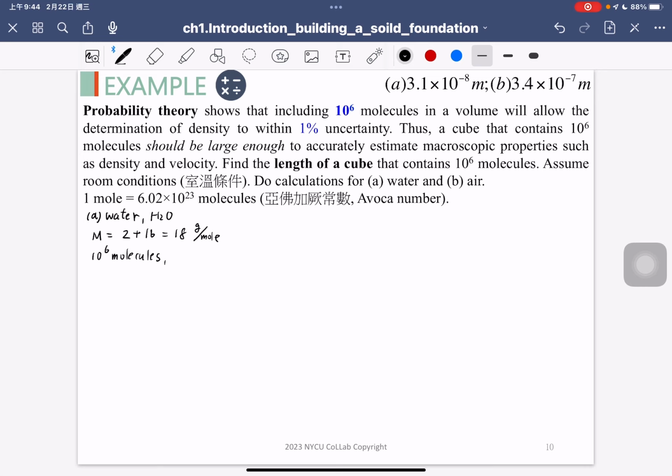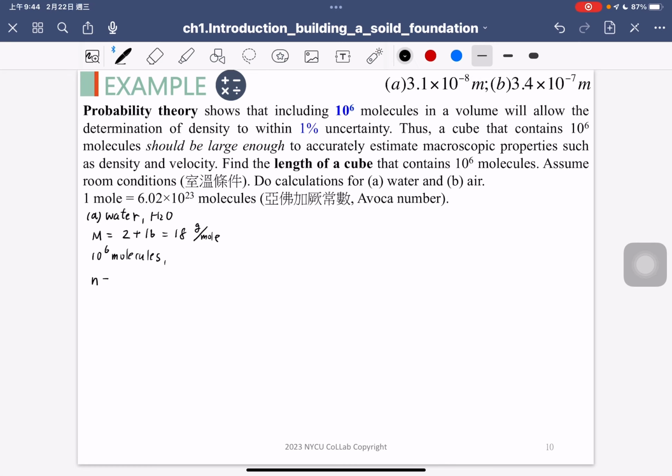So how many moles do we have? As you can see, I have provided that 1 mole is equal to Avogadro's number here. If I didn't put the number here, students might forget that 1 mole is equal to 6.02 times 10 to the 23 power. So I can calculate how many moles we have right now.